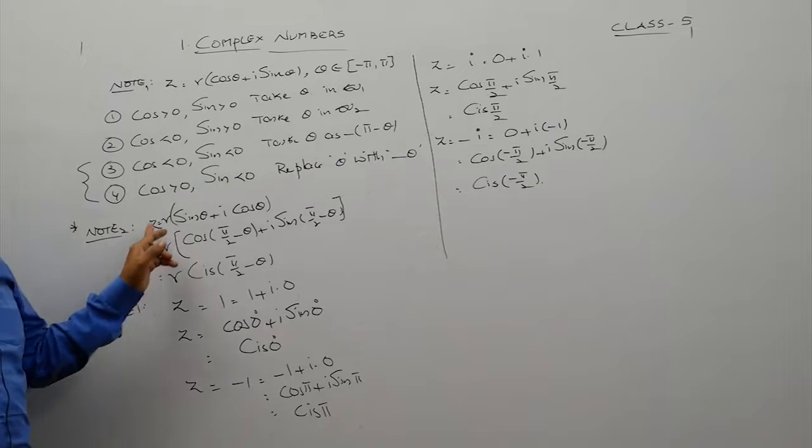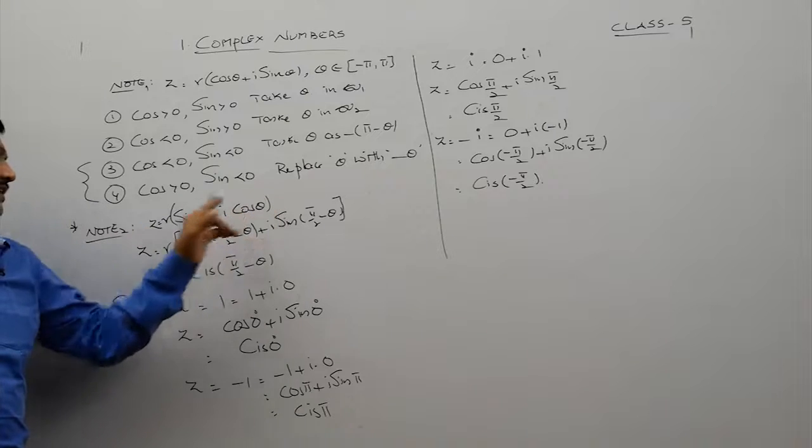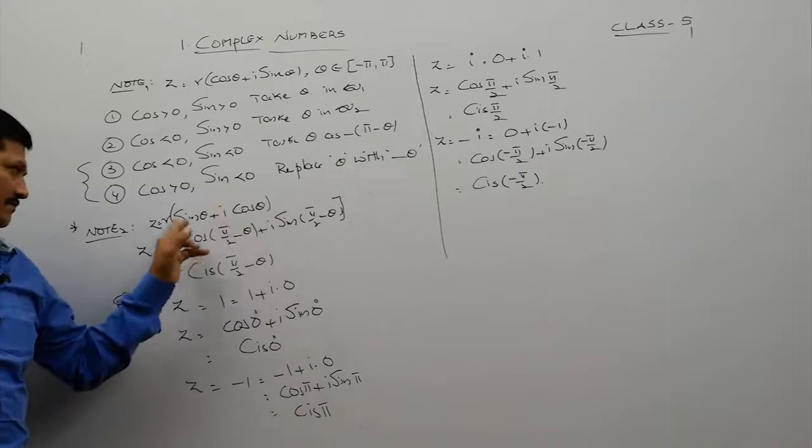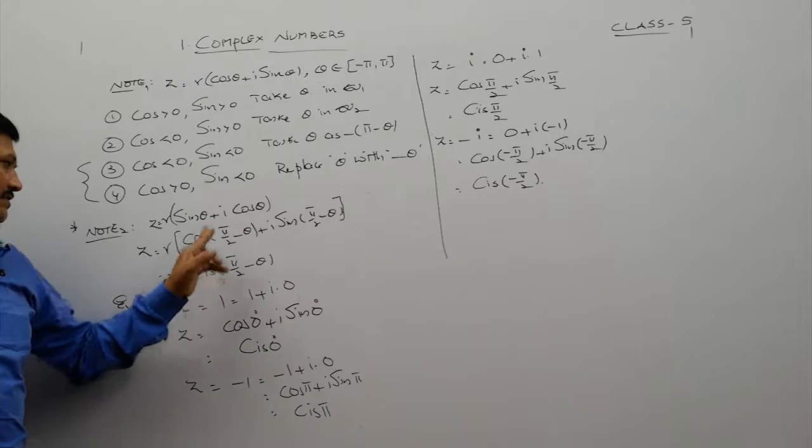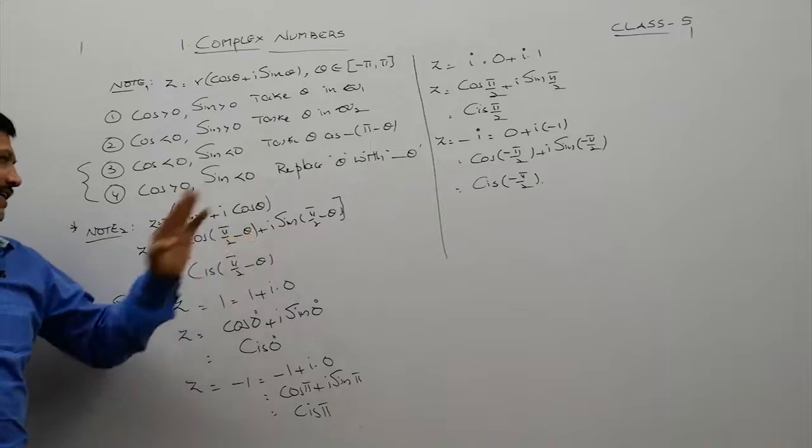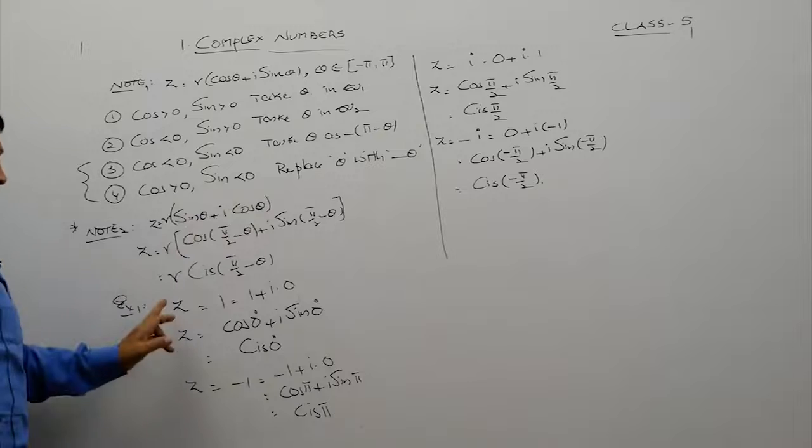And next one, if z is equal to r into sin theta plus i cos theta, this is not in standard form. Now write this one as cos of pi by 2 minus theta plus i sin of pi by 2 minus theta.